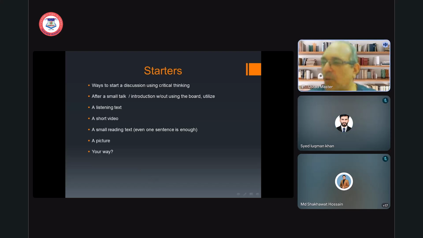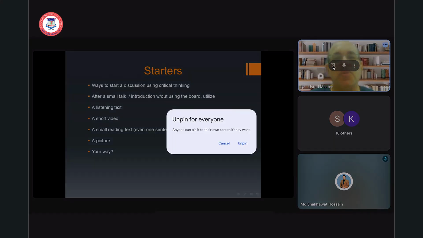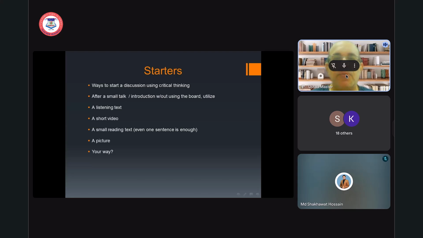No problem. Now I'm going to show you the activities. From now on, I'm going to give the microphone to you, dear listeners and watchers. How can you start this activity? This critical thinking activity is here are the things. Let's talk about them. For example, you can start a small talk, or you can make a small introduction with or without using the board.